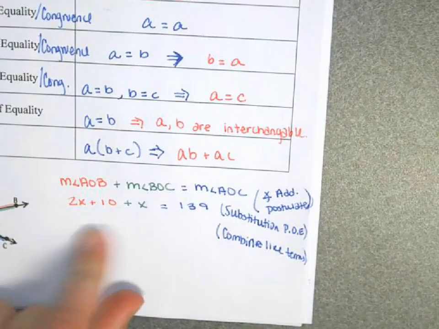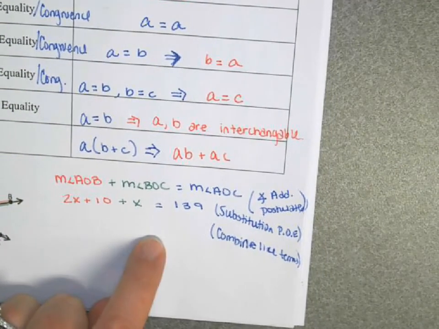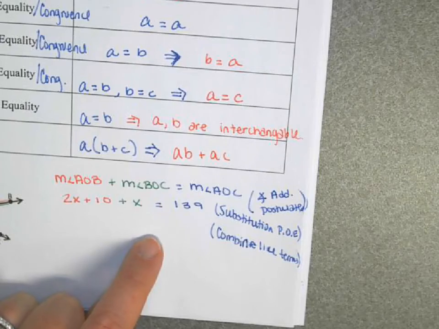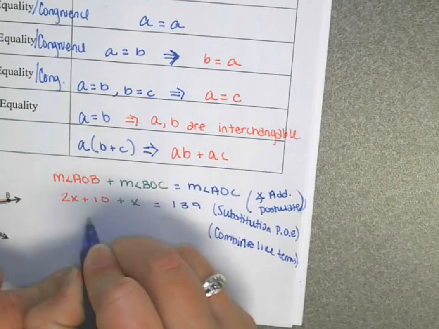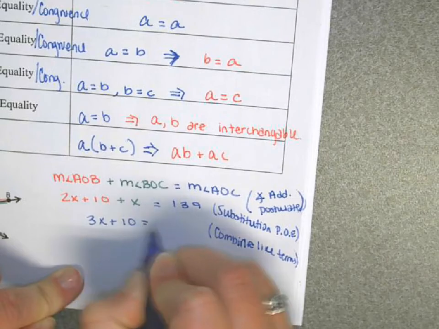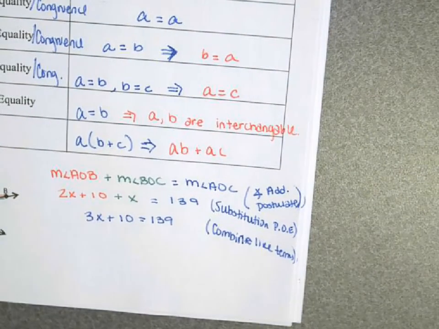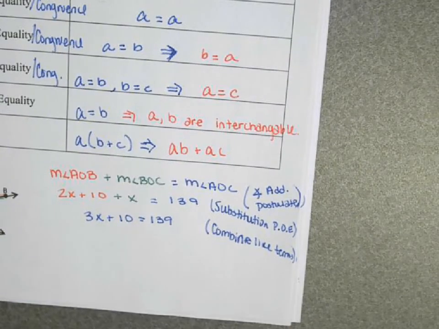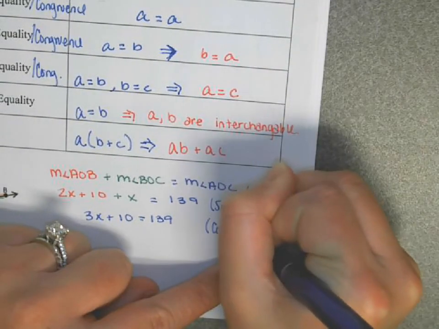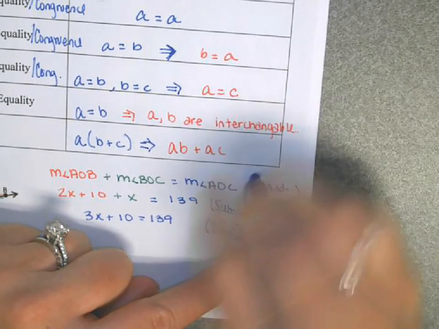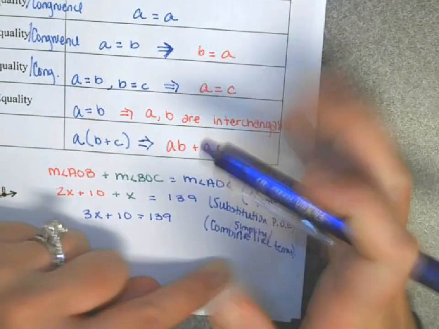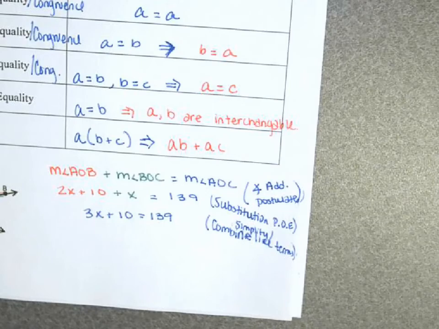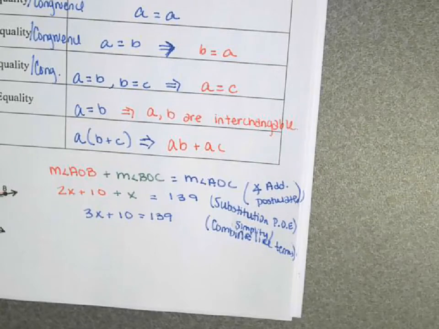Combine like terms. What do I get when I combine like terms here? 3x plus 10 equals 139 still. You can say combine like terms. You could also say simplify here. I don't care which one you use. I usually write simplify because it's shorter than writing combine like terms. Either one would get you points on a test. Simplify or combine like terms. Does that make sense?